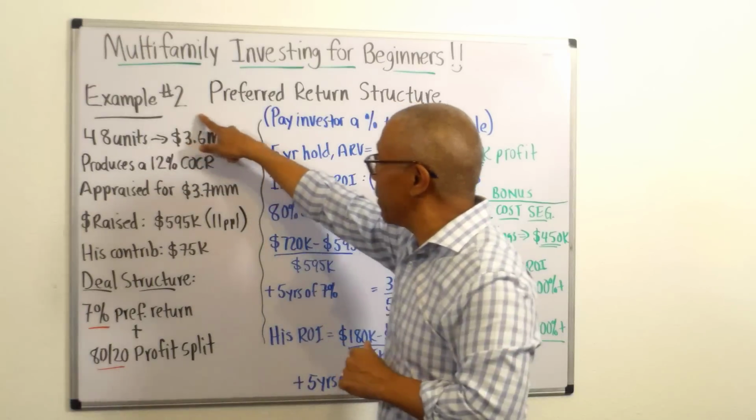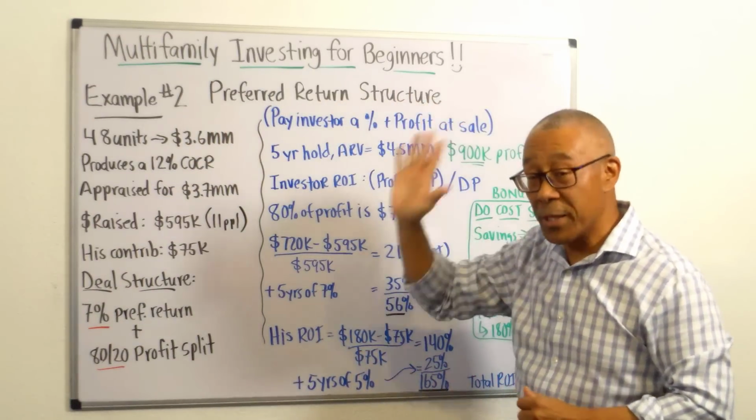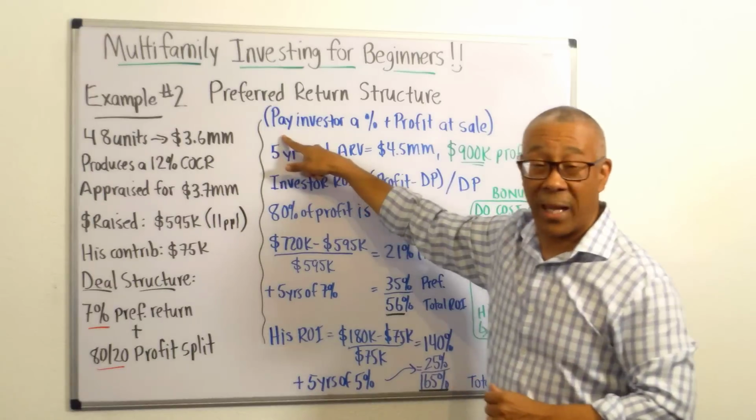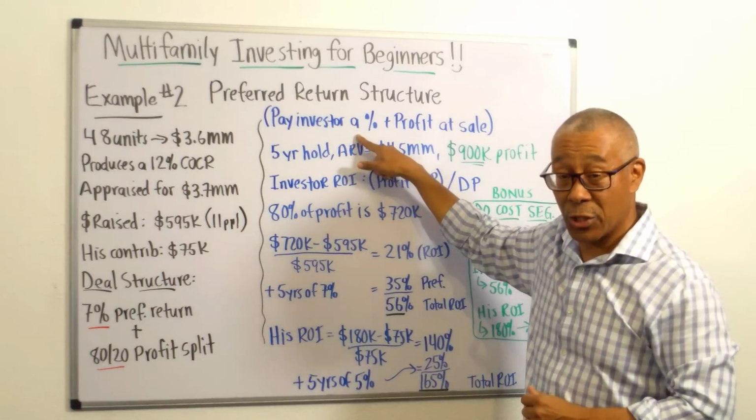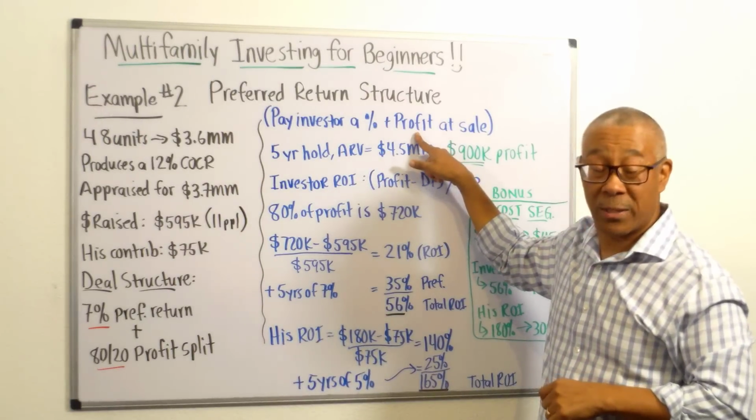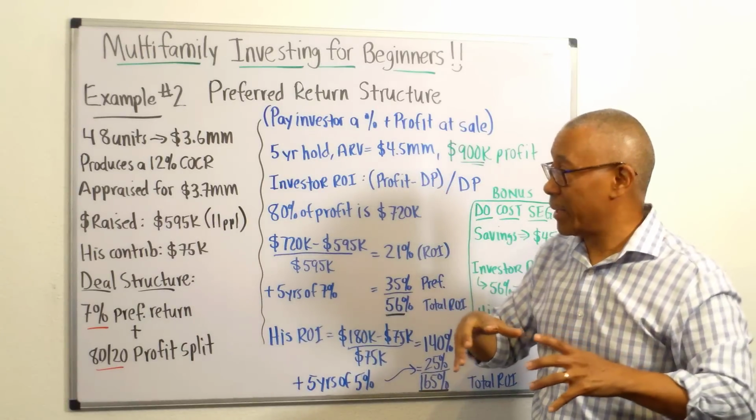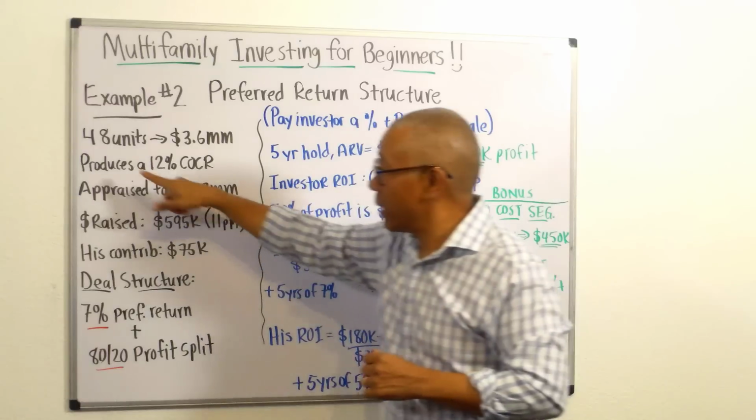Okay. So example number 2 is called preferred return structure. What this means is simply we're going to pay the investor a fixed percentage, okay, over a period of time. Then when we sell the property, we're going to split the profits at sale. Okay? I will give you a great example of that in a little bit.